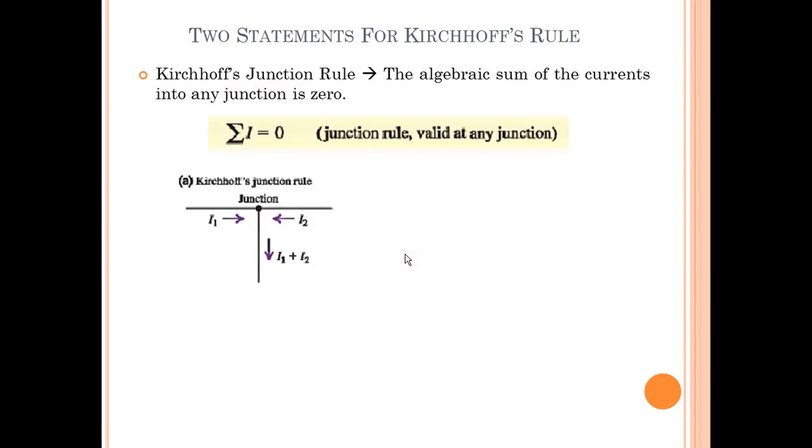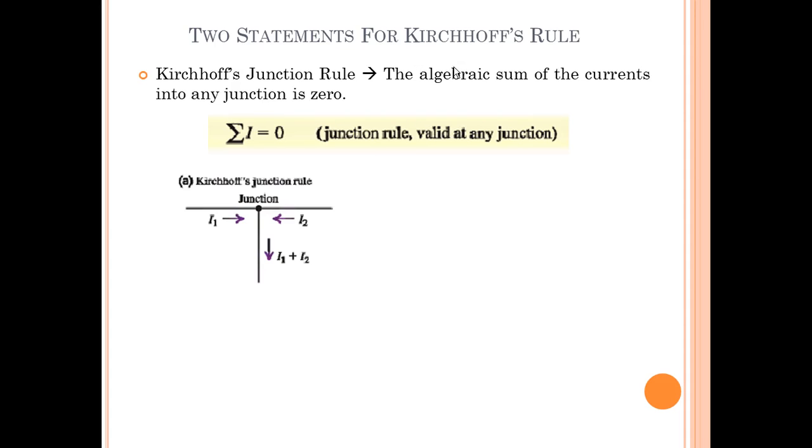What is meant by the statement of Kirchhoff's junction rule is that if you assign signs to all the currents that are entering and leaving the node, and you get the algebraic sum of all those currents entering and leaving the node, the algebraic sum of all those currents should be equal to zero.